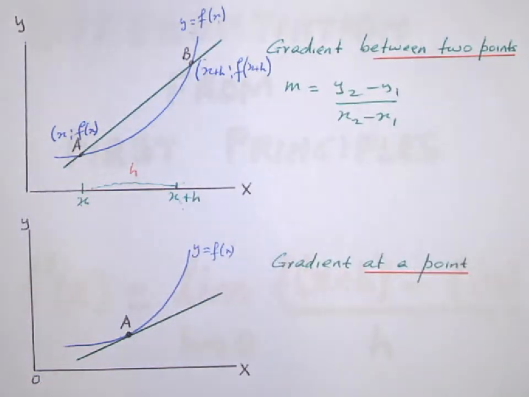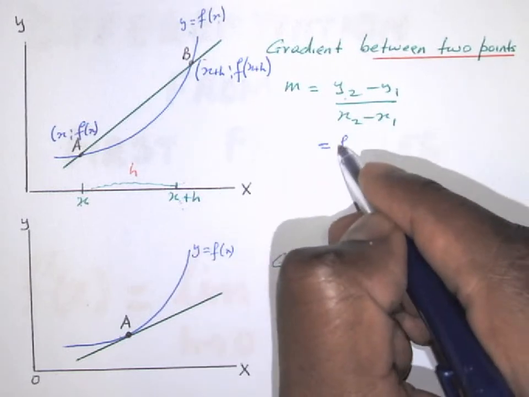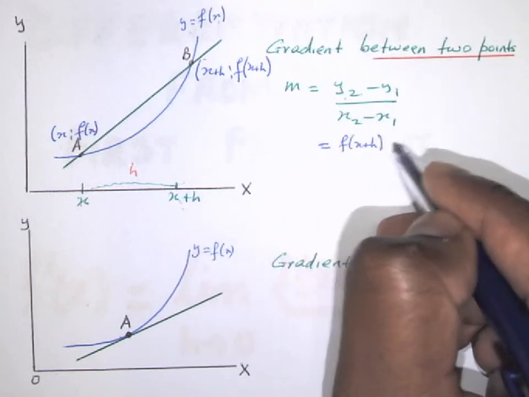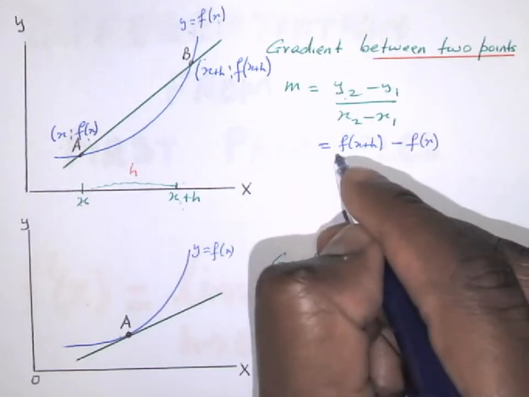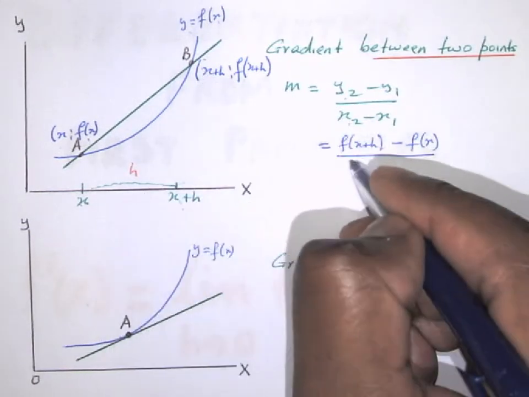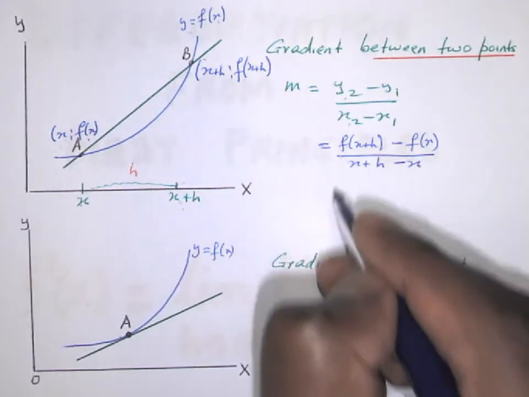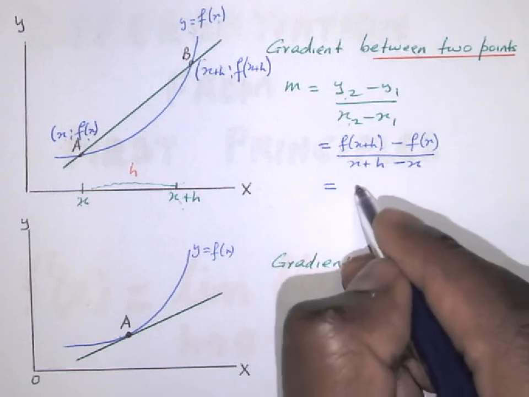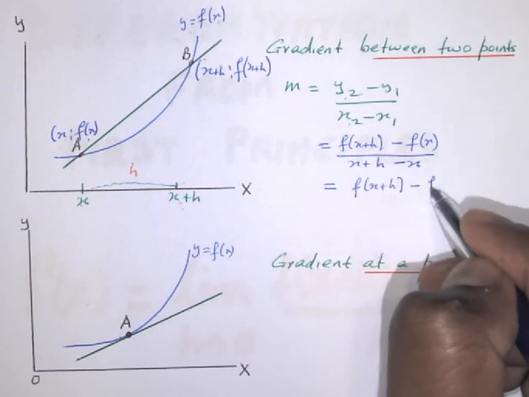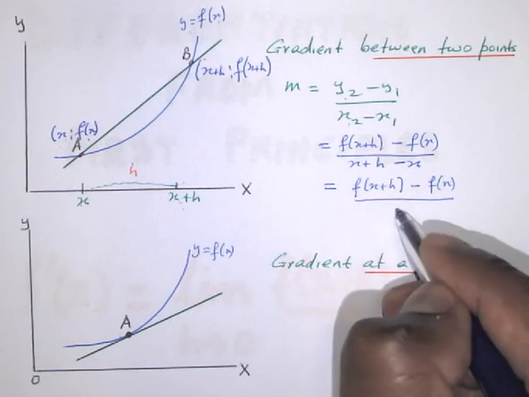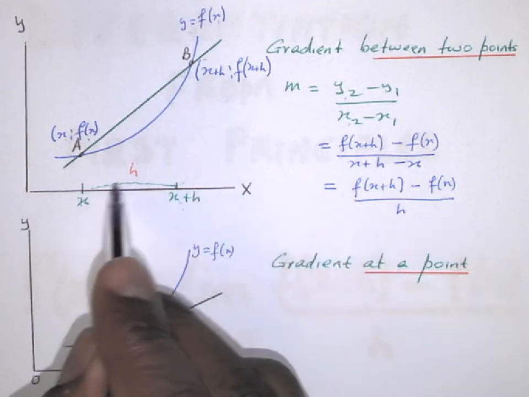And therefore the gradient here becomes y2, which is f of x plus h, minus y1, which is f of x, divided by x2, which is x plus h, subtract x. Because you can simplify the bottom, it is f of x plus h minus f of x, divided by h. Now that was the increase of h.